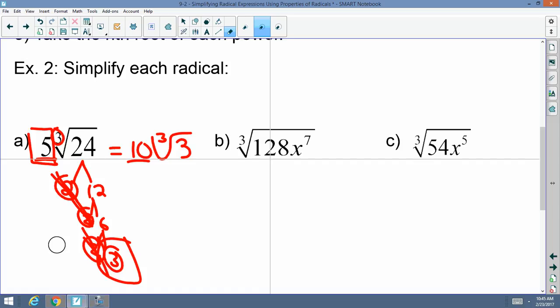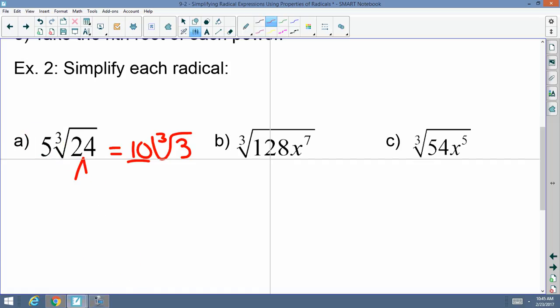Okay. Same thing. Thank you. This is 8 times 2, right? What's the cube root of 8? What's the 8? What's the 8 times 3? What's the cube root of 8? What's 2 times 5?